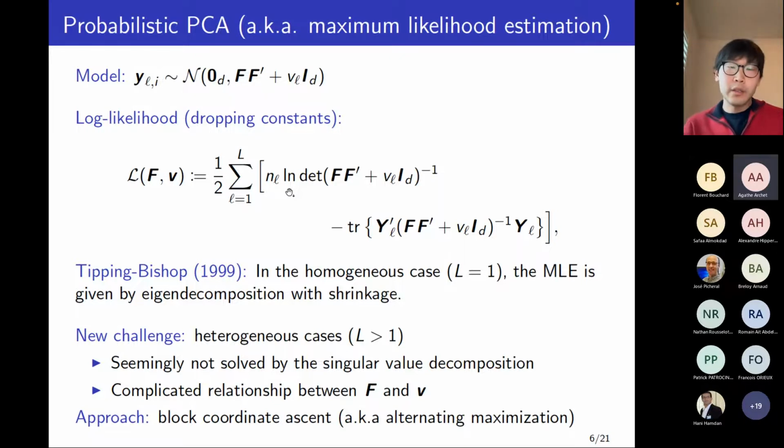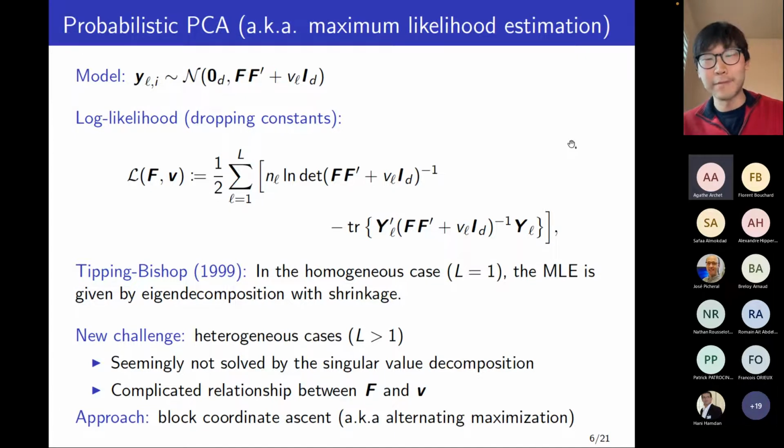Okay. But now the new challenge for us in this work is to handle the case when L is greater than 1, because in that case it's seemingly not solved by the singular value decomposition or eigendecomposition, because once you have all these L terms, the way they interact, things don't separate nicely. Moreover, what we're trying to estimate is even further complicated by the fact that F and V have a complicated relationship to each other, right? You can't really separate the problem into just F or just V. You have to deal with them together. And so the overall high-level approach is a natural one, which is basically to do block coordinate ascent. We're going to do an update with respect to F and then an update with respect to V. In other words, we're going to do an alternating maximization.